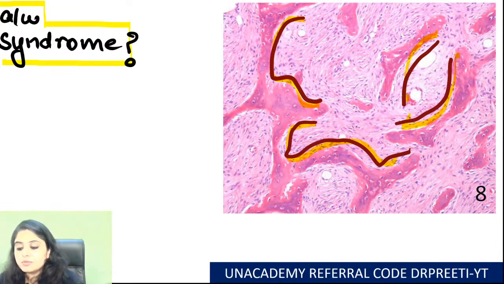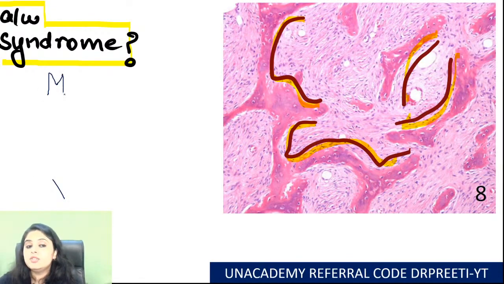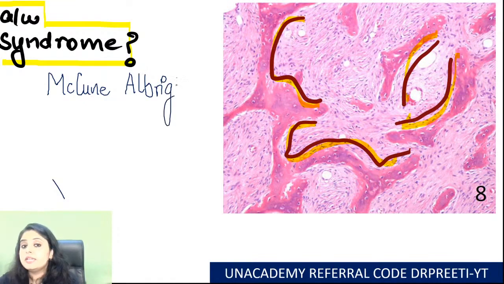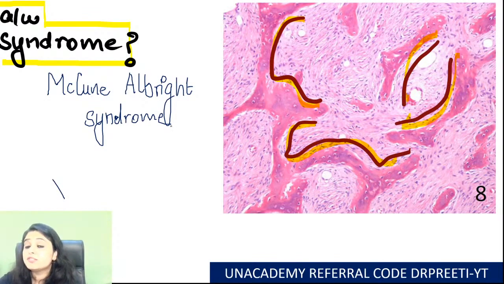So I guess Dr. Mubarak Ali already mentioned that earlier. I was reading, it is McCune-Albright syndrome. In this, you see the presence of fibrous dysplasia. But the story is not over.